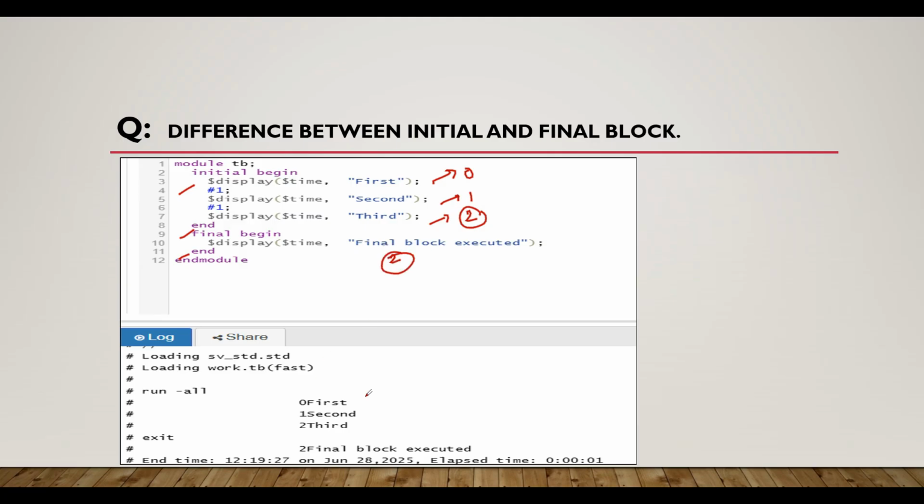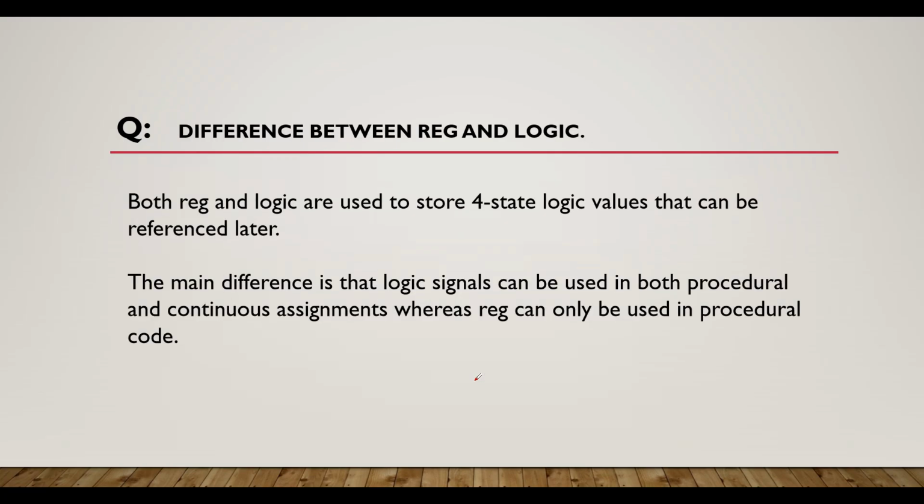So here you can see in the output, at 0 time we are getting first, at 1 time we are getting second, at 2 time we are getting third, and at 2 time our final block gets executed. This way your final block is executed because it executes at the end of the simulation.